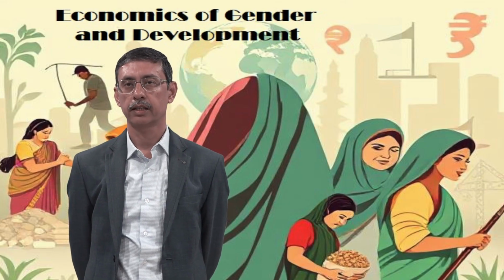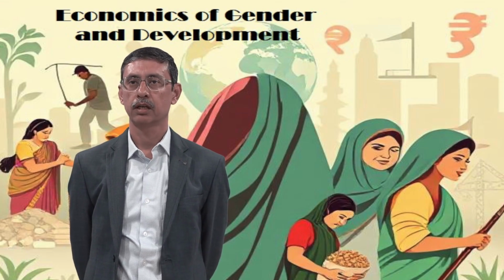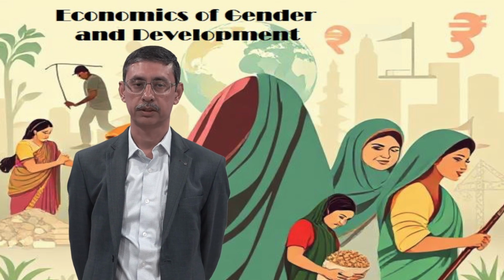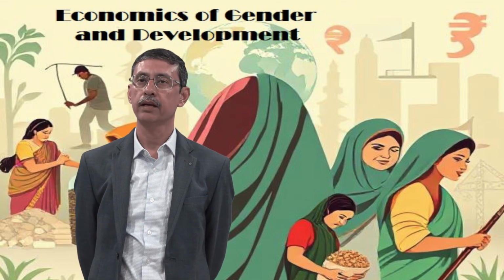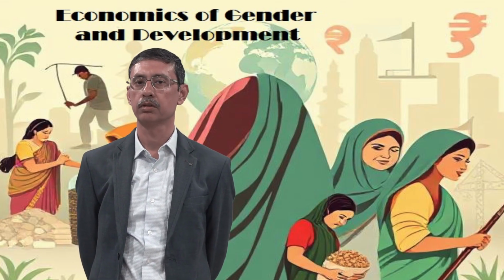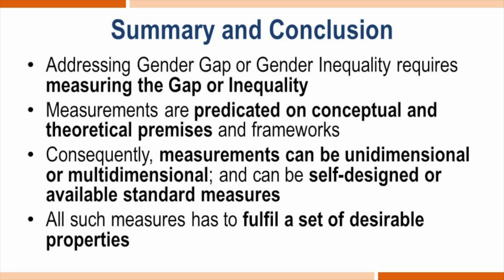So therefore there is a set of desirable properties. Any measure of gender difference should be tested for fulfillment of these properties. So we come to the end of this module. Let me summarize and conclude in 4 broad points. The first is that addressing the gender gap or gender inequality requires measuring the gap or inequality. You have to show that inequality exists. You have to show that the difference is visible.